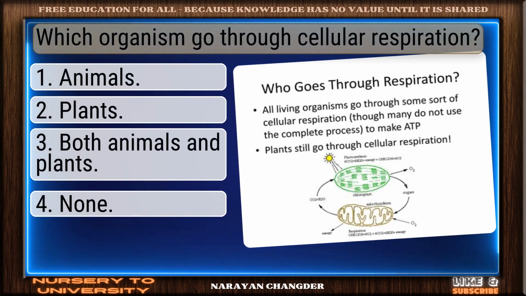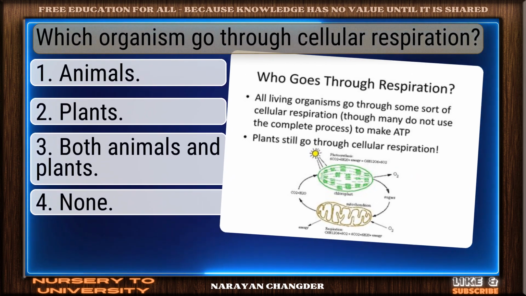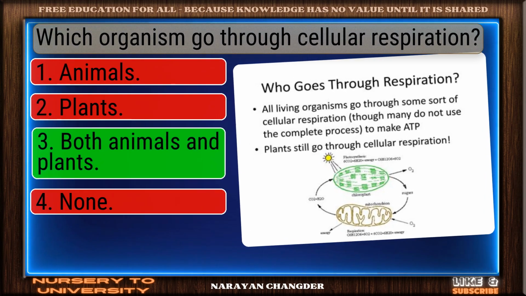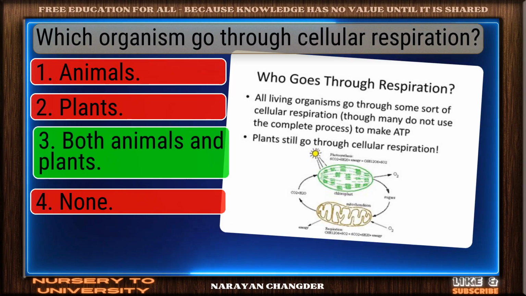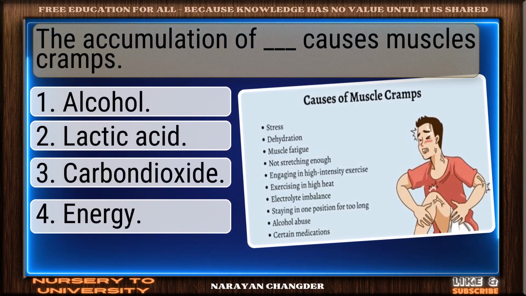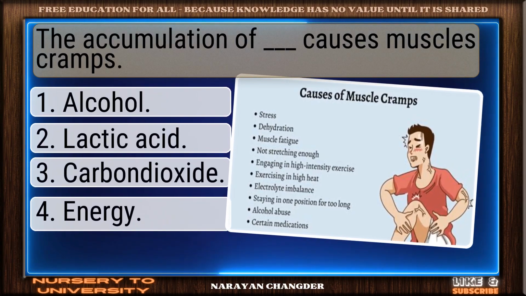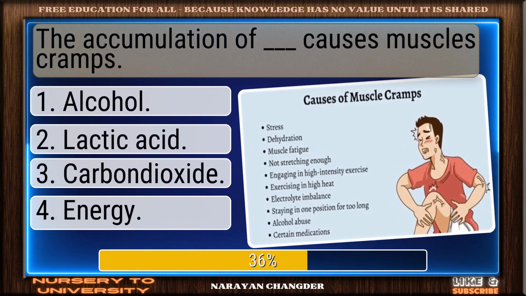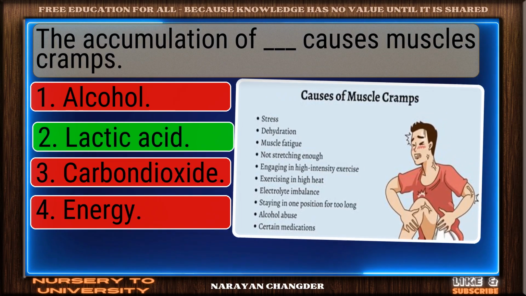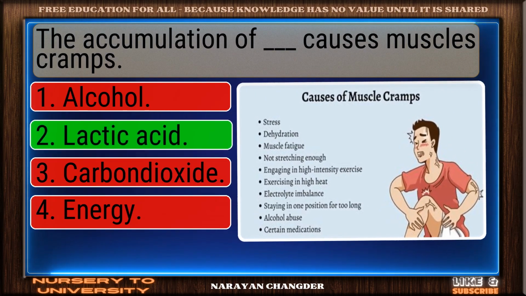Question number 9. Which organisms go through cellular respiration? You're right. Both animals and plants is the correct answer. Question number 10. The accumulation of dash causes muscle cramps. Perfect. Lactic acid is the correct choice.